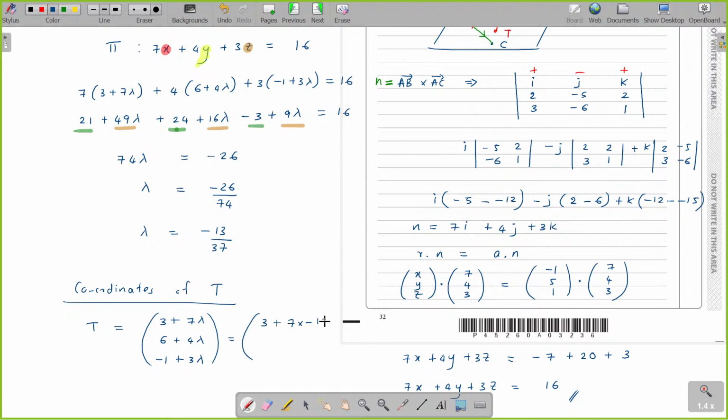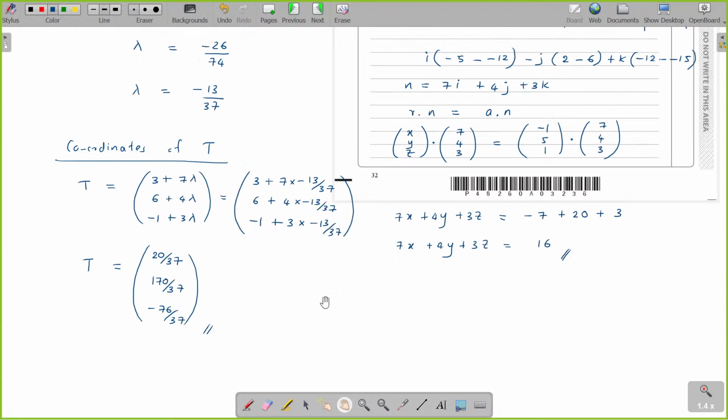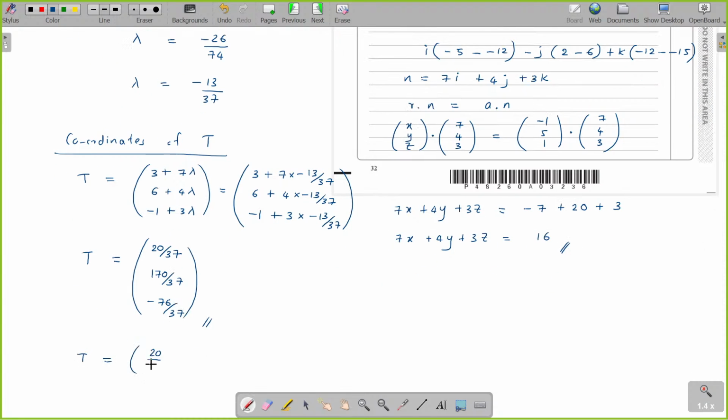3 plus 7 times minus 13 over 37. 6 plus 4 times lambda, which is minus 13 over 37. Minus 1 plus 3 times lambda, which is minus 13 over 37. Guys, are you okay with what I just did over here? So what is the answer for t? T equals 20 over 37, 170 over 37, and minus 76 over 37. Is this clear? So these are the coordinates. Let's give it the other way: 20 over 37, comma, 170 over 37, comma, minus 76 over 37. Yeah, so this is the answer.